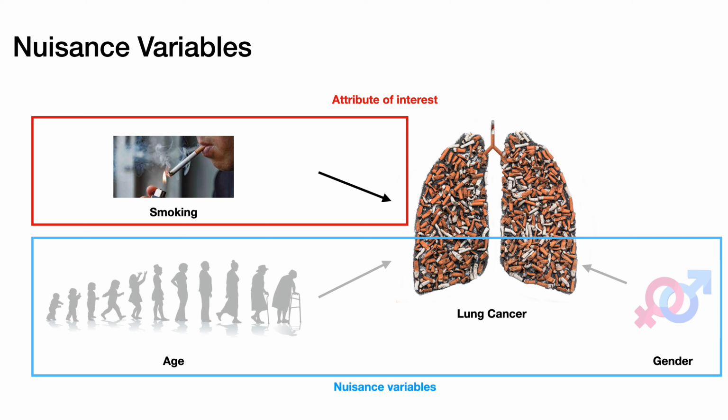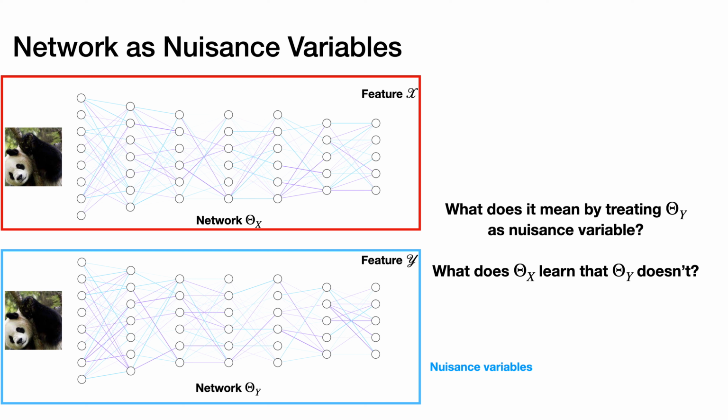So we need to control for the nuisance variable to figure out the influence of the main variables, the smoking here. But what if the network itself is the nuisance variable? So the question of removing the random variable becomes, what does one network learn that another one does not? This question, to our knowledge, has not been studied in this form before.